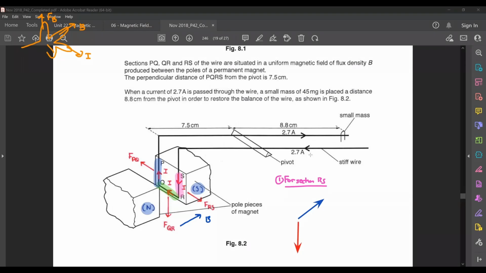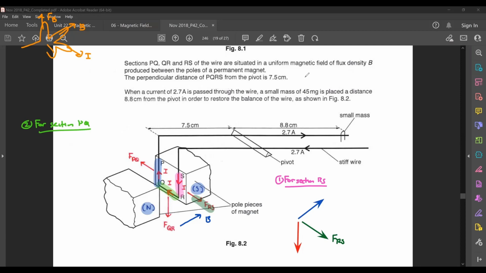So if I then orientate my left hand according to Fleming's left hand rule, I would be able to work out the magnetic force as being in this particular direction here. This would be FRS, which is this one here. Okay. Then if I move on to the other opposite section, section PQ here, let's call this section PQ.